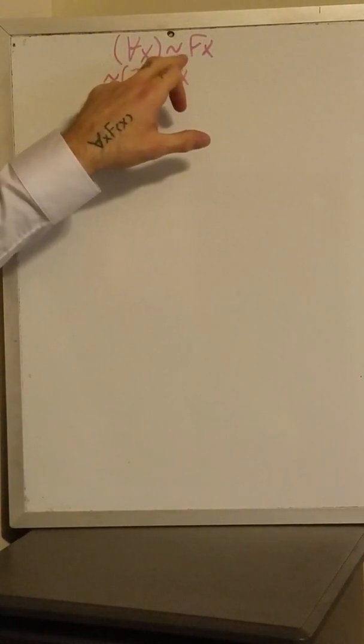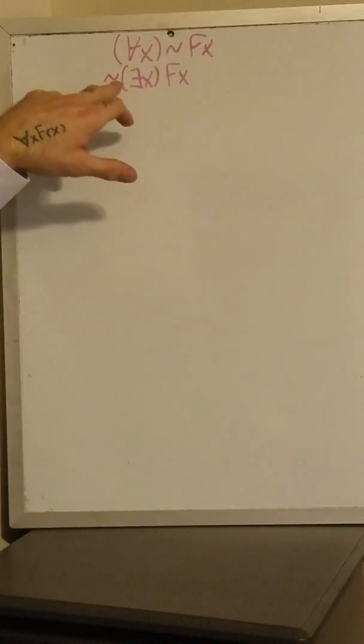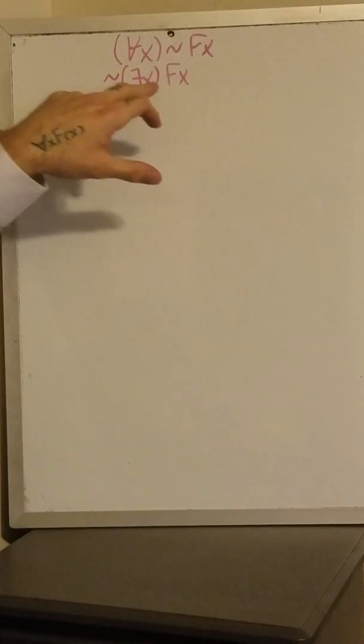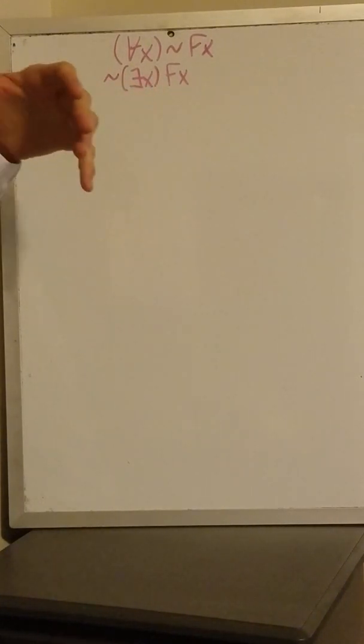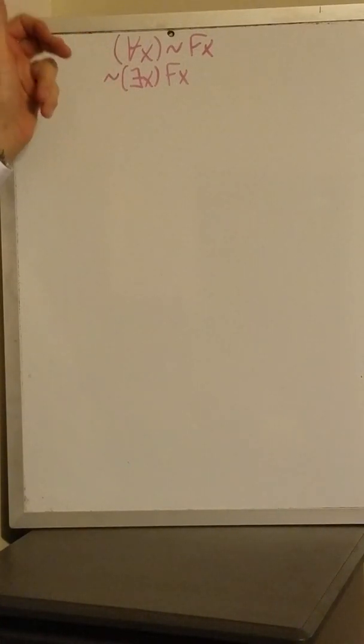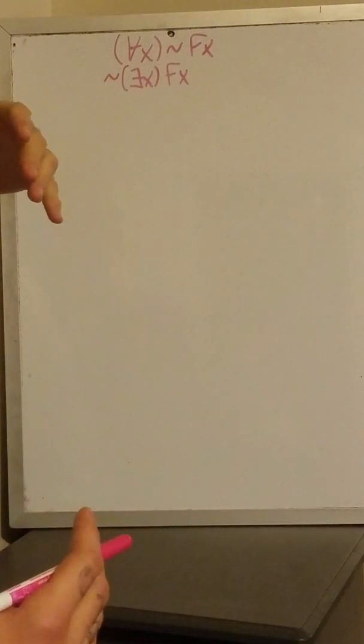For all x, not fx, in other words, everything is not f, and this says there is no x such that x is f. In other words, there's nothing that's f, right? So those sound like: everything's not f, nothing is f. Those sound equivalent, right? So let's go ahead and see if we can get a proof.